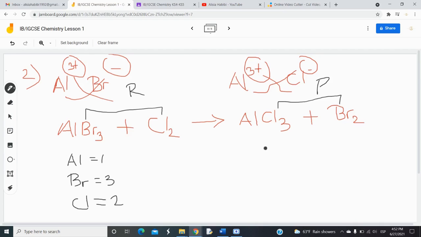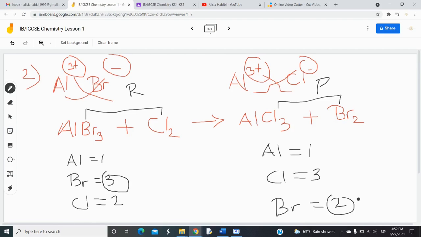So now we write down what we have on the product side. Aluminum has 1 atom, chlorine has 3 atoms, and then bromine has 2 atoms on this side. Sorry about that. I'll just write it again. Bromine. So we need to balance this, obviously, because we can see aluminum is balanced since it has 1 on the reactant and product side. But bromine, for example, has 3 atoms on the reactant side, and 2 on the product side.